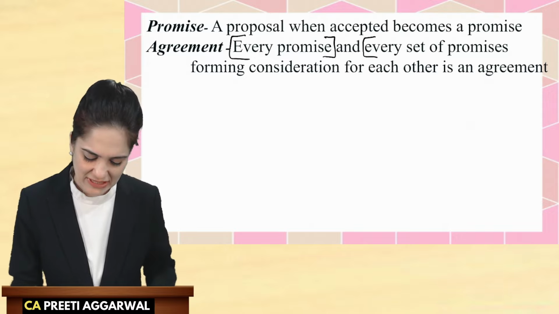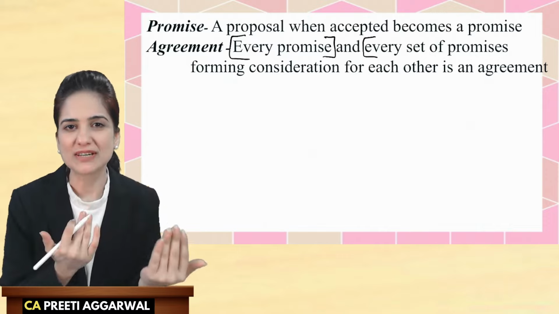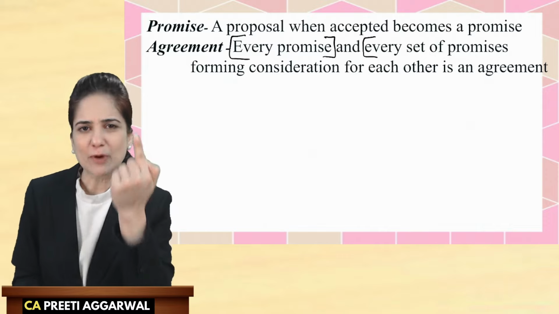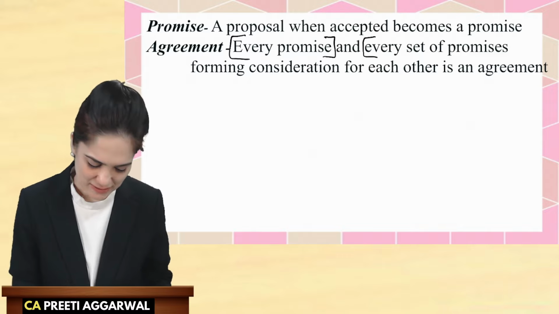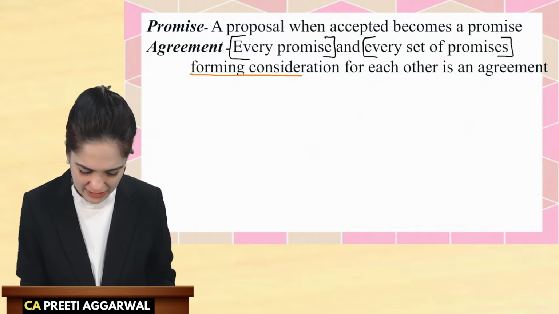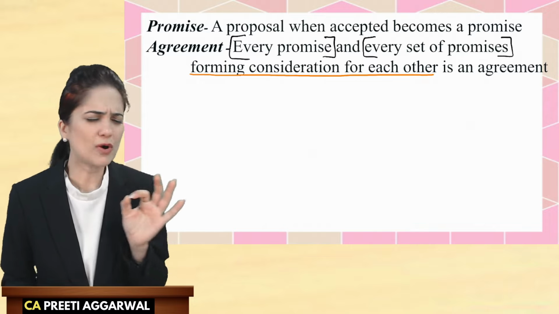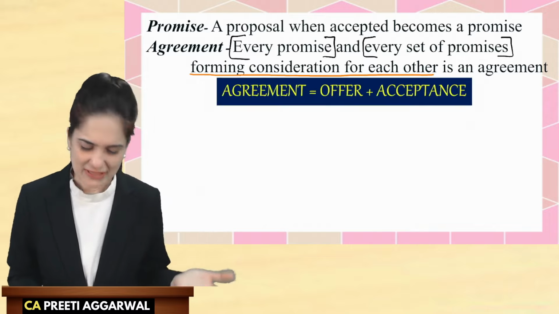And every set of promises forming consideration for each other is an agreement. So every promise and every set of promises forming consideration for each other is an agreement. I don't want to learn such lengthy definitions. I want a simple equation. Agreement is nothing but offer plus acceptance.